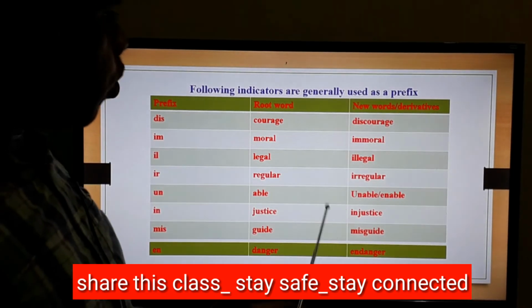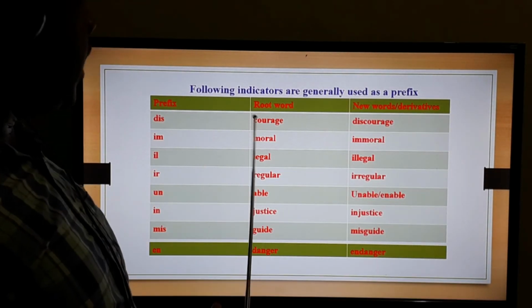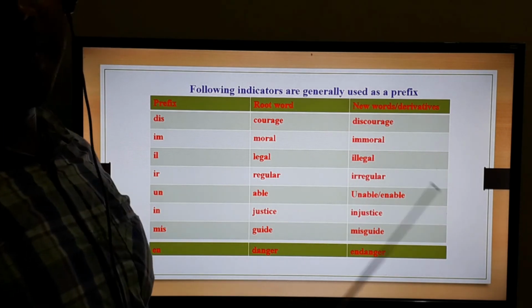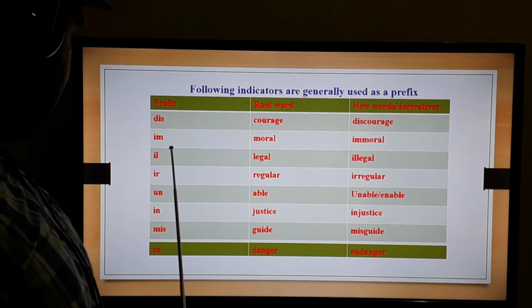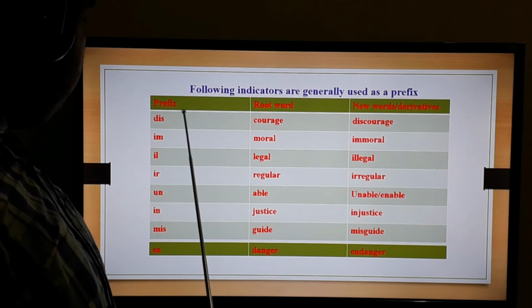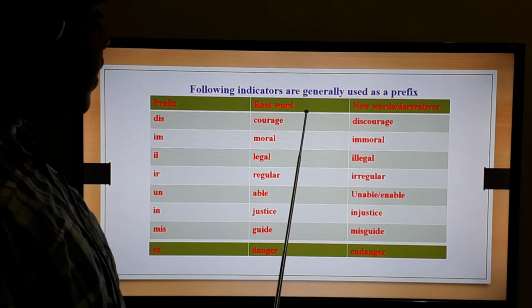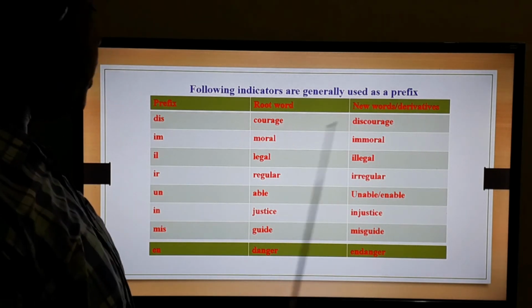So dear students, what do you understand? You understand that there are some indicators that we use as a prefix. And what are they? Look at this. These are the prefixes: dis, im, il, ir, un, in, mis, en. We use them as a prefix, and this is the root word. You can see how the word has been changed.